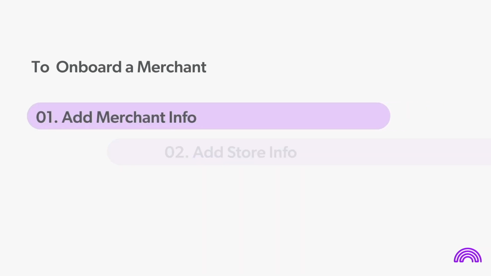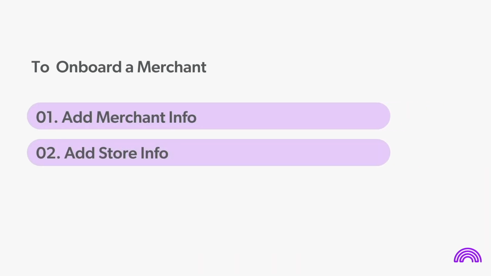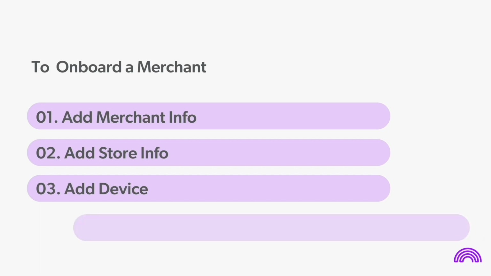To onboard a merchant, you need to perform 4 simple steps. Add merchant info. Add store info. Add device. And edit parameters.